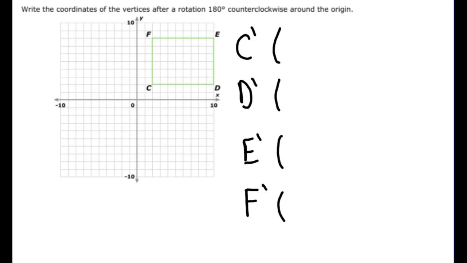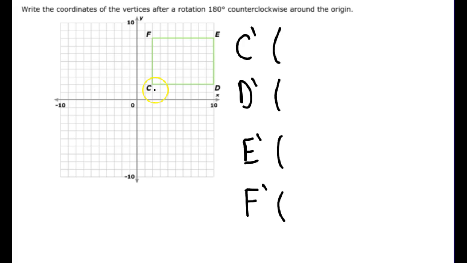Write the coordinates of the vertices after a rotation 180 degrees counterclockwise around the origin. Since this is a rotation 180 degrees around the origin, it doesn't matter if it's counterclockwise or clockwise, you're going to end up in the same position. Okay, so that part's irrelevant. If you remember the rules you wrote down in your notes, or should have written down, if there's a 180 degree rotation about the origin, all you have to do is change the signs on the x and y ordered pair.